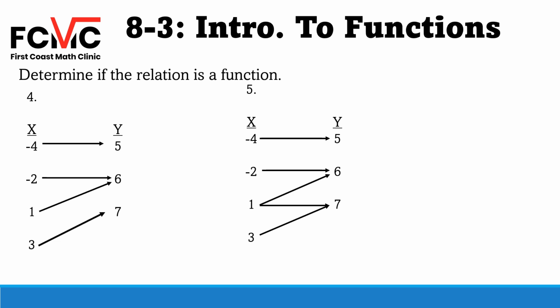So number 4 and 5, we've got mapping rules. So number 4, we notice that we've got -4, -2, 1, and 3. Well, for each of these, we only have one arrow coming off of each of these x values, right? So -4 is only paired with 5, -2 is only paired with 6, 1 is only paired with 6, and 3 is only paired with 7. Even though this 6 is paired with multiple x values, since these x values are only paired with one y value, number 4 is a function.